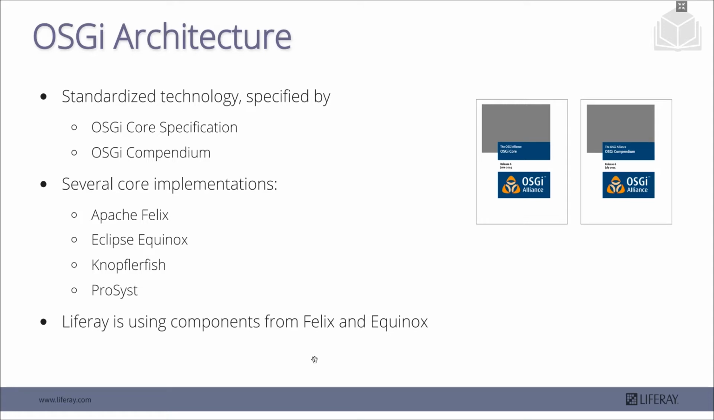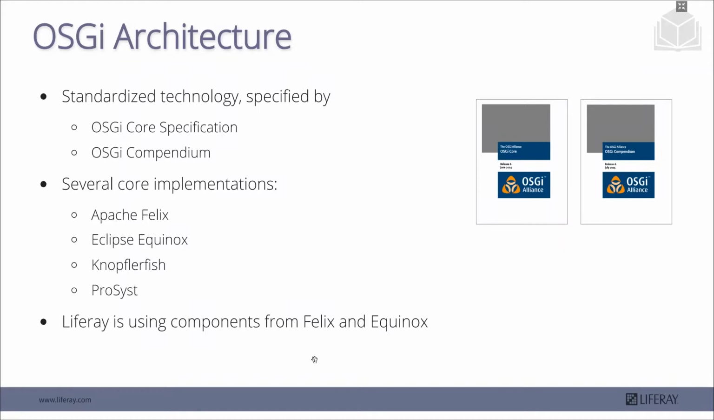OSGi has a couple of standards that go with it: the OSGi core and the OSGi Compendium. With those two standards, there are a couple of different organizations, I'll call them, that have implementations of these standards. Some of these names might look pretty familiar, like Apache and Eclipse, as well as some other ones out there. But for the most part, the two big implementations we're going to be seeing are Apache Felix and Eclipse Equinox.